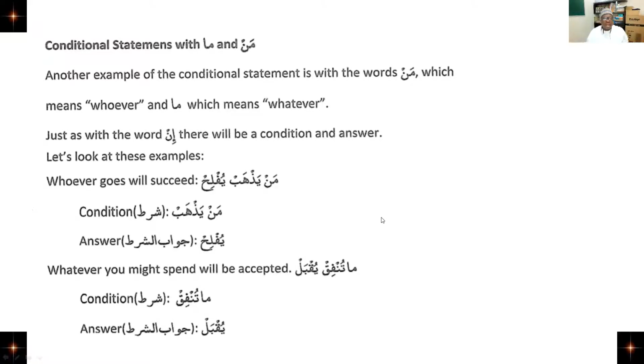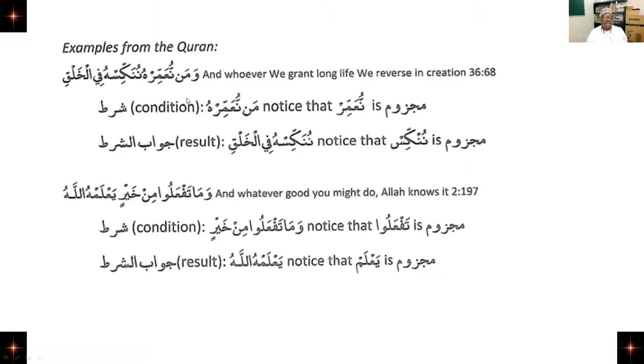Okay. Now let's go straight to other examples here with man and ma. Wa man nu'ammir nunakkishu fil khalq. Okay. Man nu'ammir. You can see the man is the tool for making a fi'il al-mudari' jazm. Nu'ammir is fi'il mudari' with the noon indicating nahnu, and then the sukun here shows the sign of jazm caused by man ash-shartiyya, a conditional man.